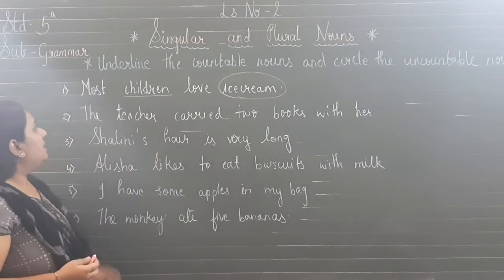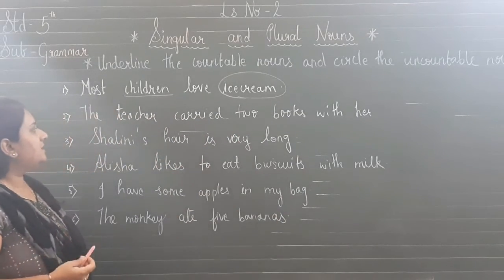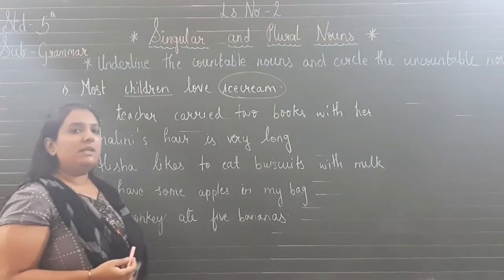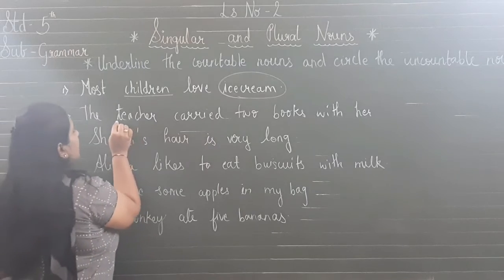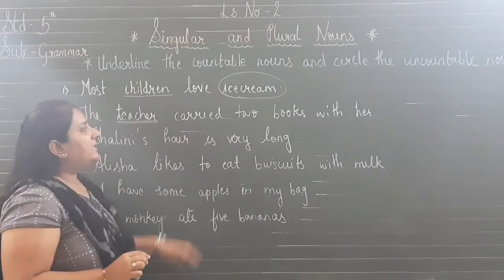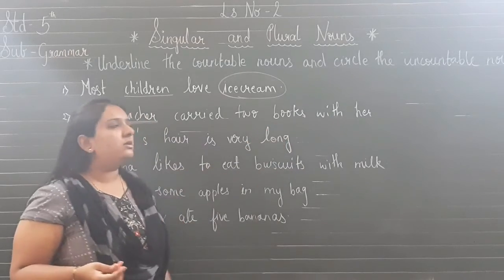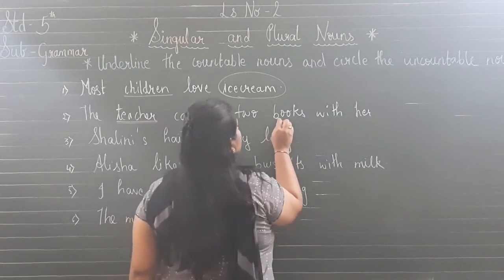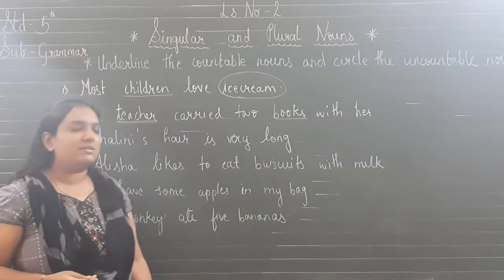Look at the second one. The teacher carried 2 books with her. Now in the sentence, there is a countable noun, yes, teacher, there is only one teacher, so we will underline teacher. Countable noun. Carried 2 books with her. Books, we can count 2 books, so here books is also a countable noun. So we have underlined teacher and books.